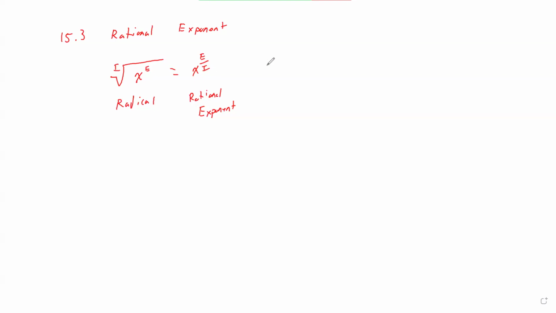So a couple of examples. The square root of x is x. Notice there's no exponent there, so there's an imaginary 1. So that's what goes on top. There's no index there, so there's an imaginary 2 for square root, so it becomes 1/2. So another example would be the cube root of x squared. How would you write that one?